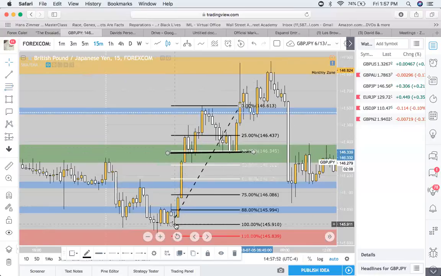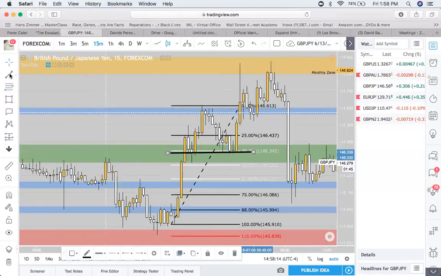So by me drawing my fibs from the low to the high, it gave me 38% of the market back. It retested on top. This is the perfect retest. It retested on top of the daily zone. It was once my daily demand zone, but now it's my daily supply zone. This is a good trade for you to enter into the market.